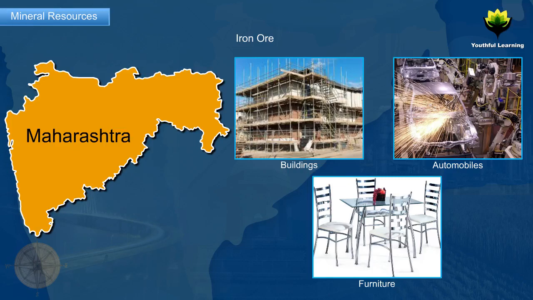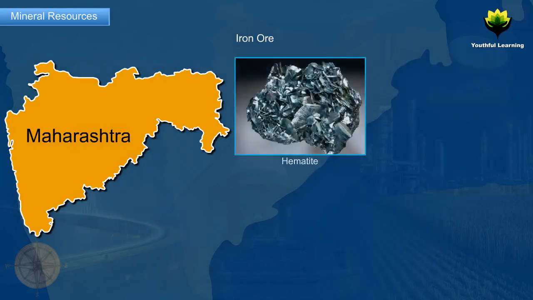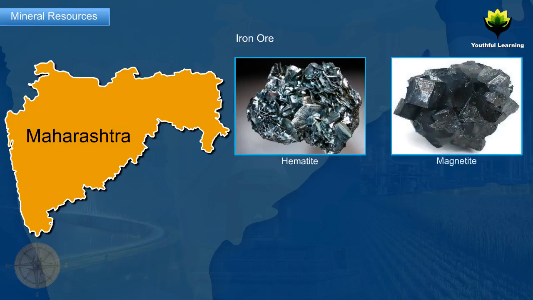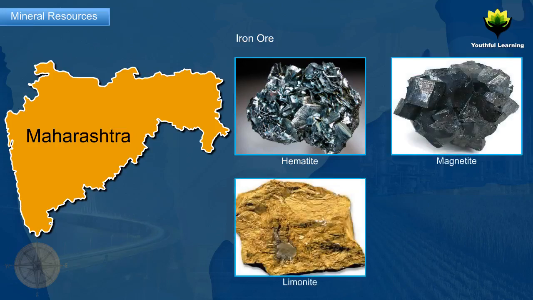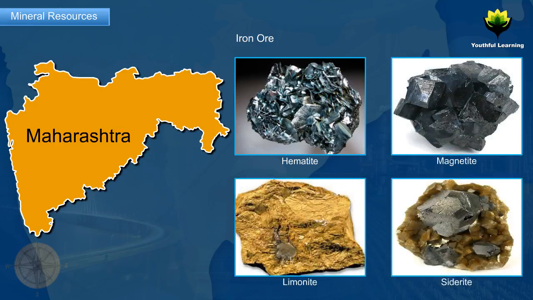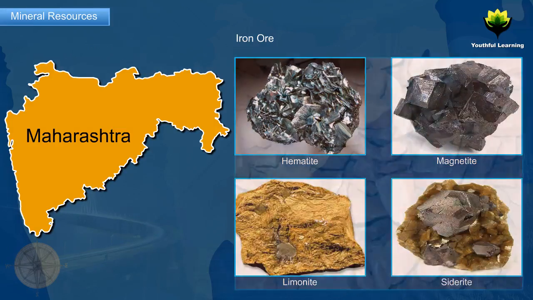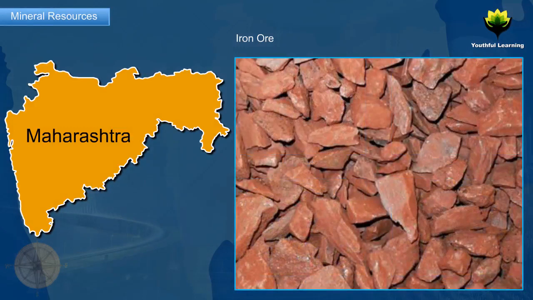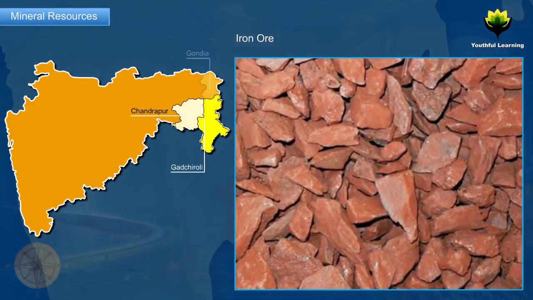Iron can be found in the form of hematite, magnetite, limonite or siderite. In the state, iron ore deposits are found in Chandrapur, Gadchiroli, Gondia and Nagpur in the east and in Sindhudurg in the south.